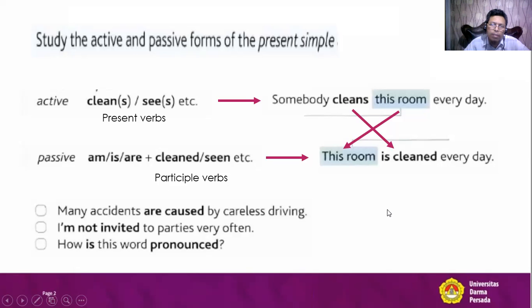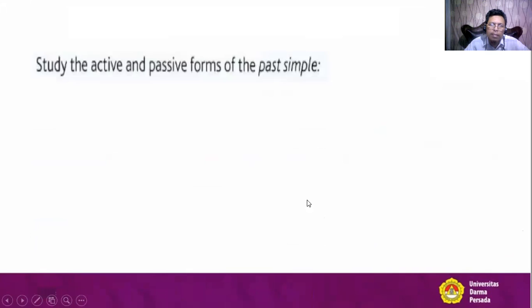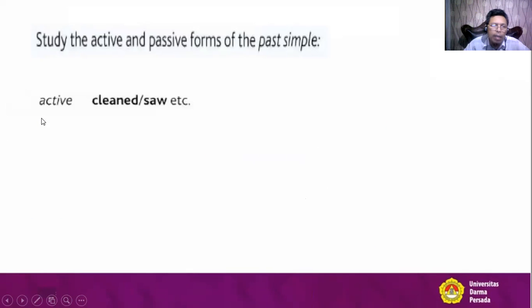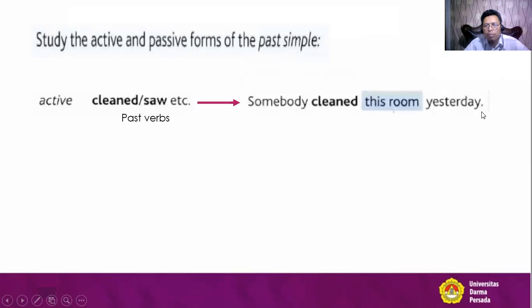Now we are going to discuss the active and the passive forms of the past simple. In an active sentence of the past simple, we have the verb cleaned, saw, and then another verb. We call them past verbs. And then I give you an example of the sentence. Somebody cleaned this room yesterday. We have cleaned. So this is the indication of simple past.